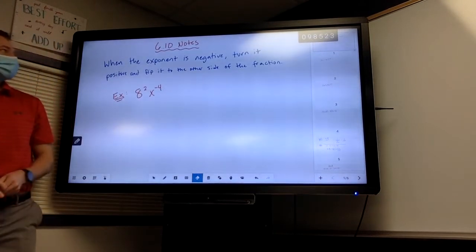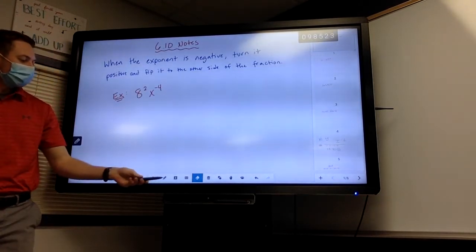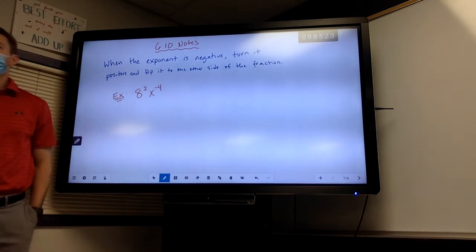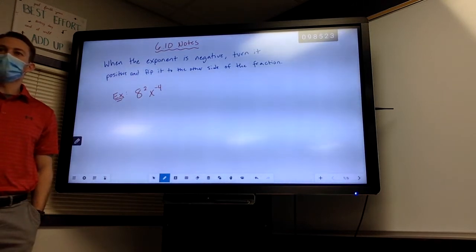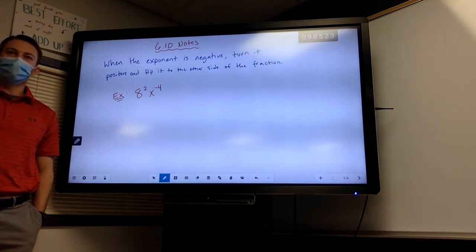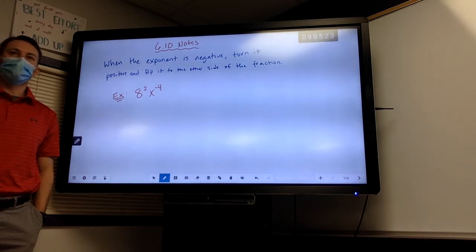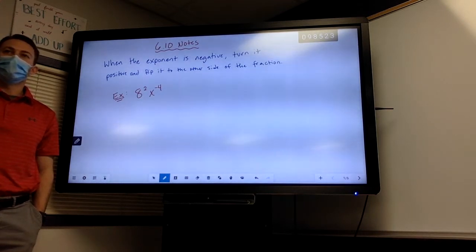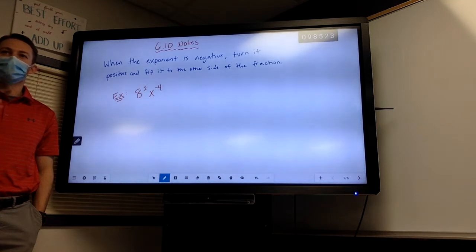So on ramp 6.10 today, when we have an exponent that is a negative, we're going to move it to the other side of the fraction. So if it's on the top, we're going to move it to the bottom. When it's on the bottom, we're going to move it to the top. And then you just flip it from a negative exponent to a positive exponent.